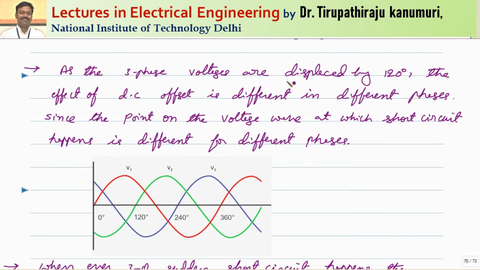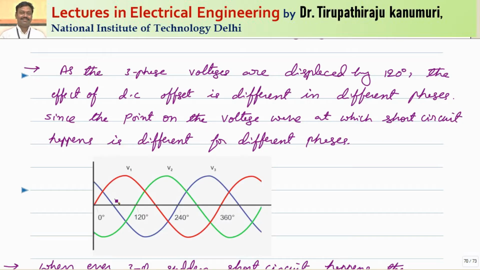As the three-phase voltages are displaced by 120 degrees, the effect of DC offset is different in different phases. You can see here, let us assume the switch is closed at the instant t equal to 0. At that condition, voltage in phase 1 will be 0, but voltage in phase 2 is a negative magnitude, and voltage in phase 3 is a positive magnitude. Accordingly, the current will be lagging behind this voltage by 90 degrees, because practically the loads are purely inductive loads, and resistance can be neglected.